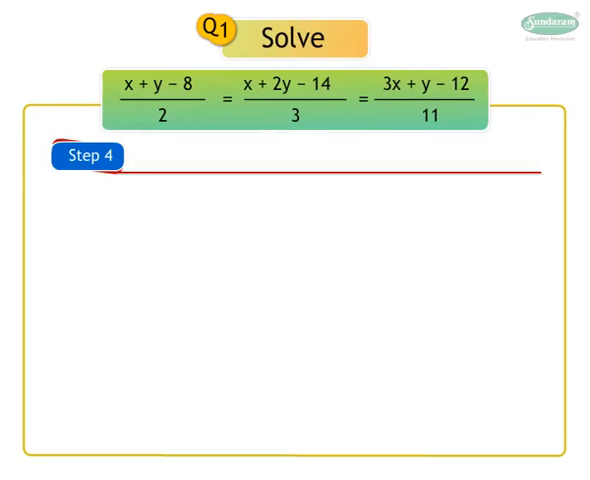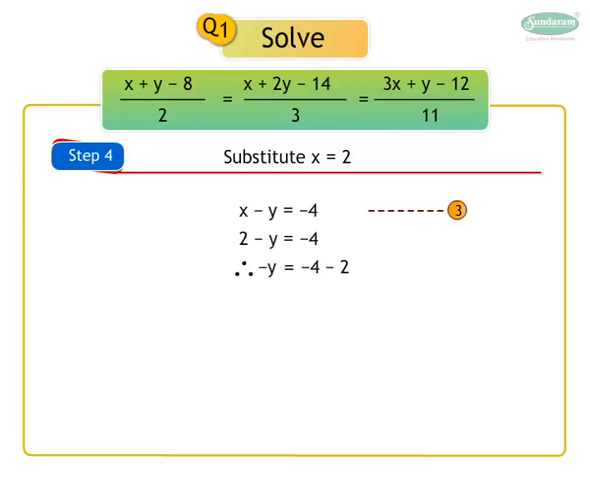Step 4. Let us substitute x is equal to 2 in equation 3. That is, x minus y is equal to minus 4. So we get 2 minus y is equal to minus 4. Therefore, minus y is equal to minus 4 minus 2. Therefore, minus y is equal to minus 6. Therefore, y is equal to 6. Hence, we get x is equal to 2 and y is equal to 6. We studied the method of elimination by substitution.